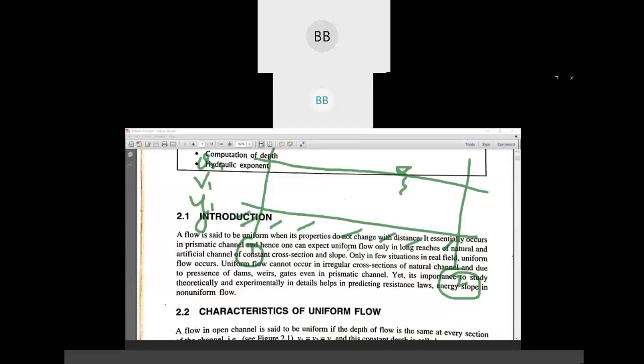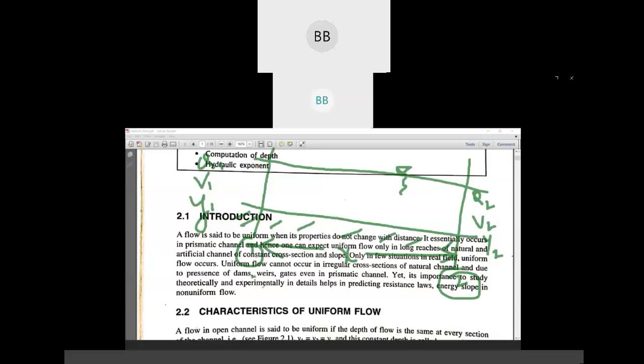Then we travel some distance x meter, and then we take another section and measure the same parameters: discharge, velocity, and depth of flow. If all three parameters are the same in both section 1 and 2, then we can say the flow in that particular channel is uniform flow.